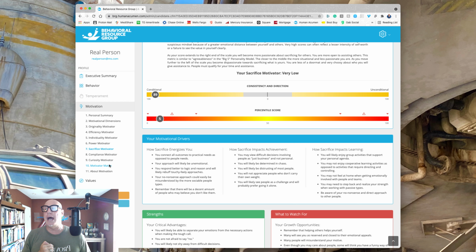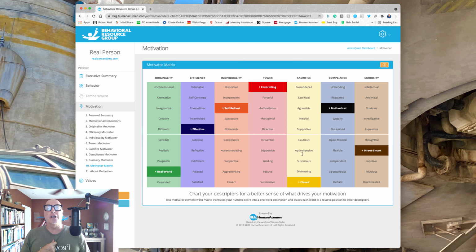All right? So let's go back here. So no, they're completely closed. This is beyond distrusting. This is beyond suspicious of other people. This is beyond cautious and apprehensive. Okay? There's none of that. There's no support. There's no help. There's no agreement. There's no sacrifice. There's zero surrender. They kill or be killed. Period. This is how they view the world. Self-reliant. I'm relying on me, not you. All right? Methodical, regulated, compliant. This person's by the book, but it's their book. All right?